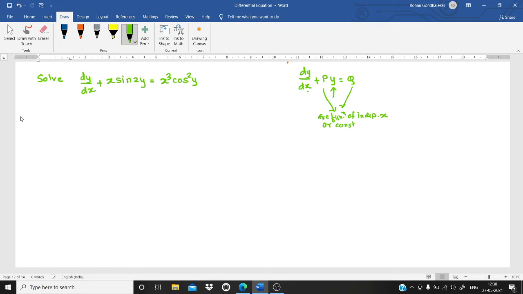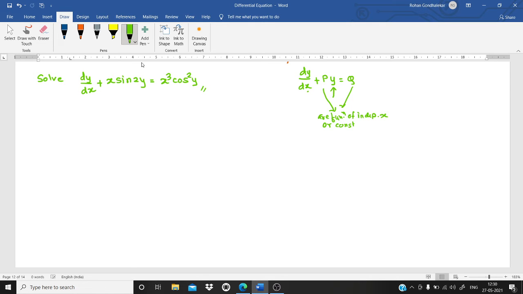So in P as well as in Q, there will not be any term of y. Similarly, if you have dx by dt plus p dash into x is equal to q dash, then p dash and q dash must be functions of the independent variable t. So there will not be x in p dash as well as in q dash. Remember this. This is very important. Then only you can easily work out problems like this.